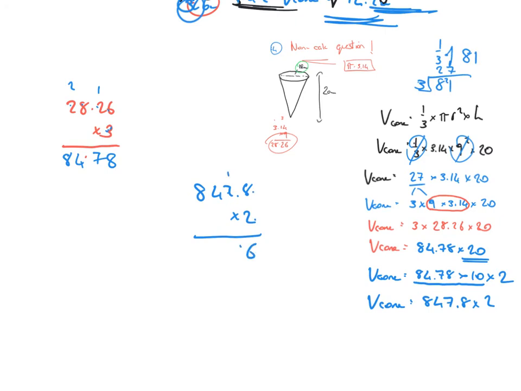8 2s are 16, 6 down carry 1, 7 2s are 14, plus the 1 is 15, 5 down carry 1, 4 2s are 8, plus the 1 is 9, and 2 8s are 16. And that's the final answer. To one decimal place then, 1695.6. And don't forget to cube your units, cubic centimetres, final answer.